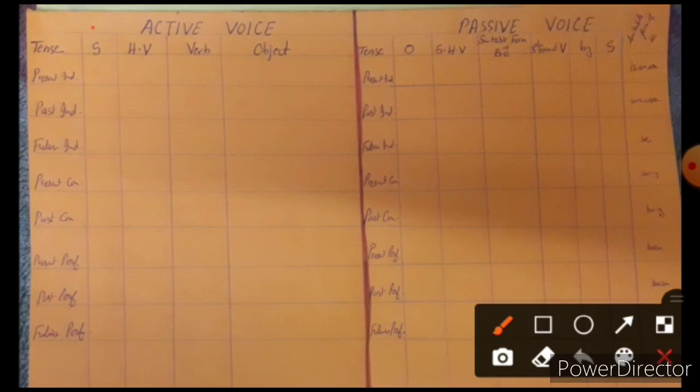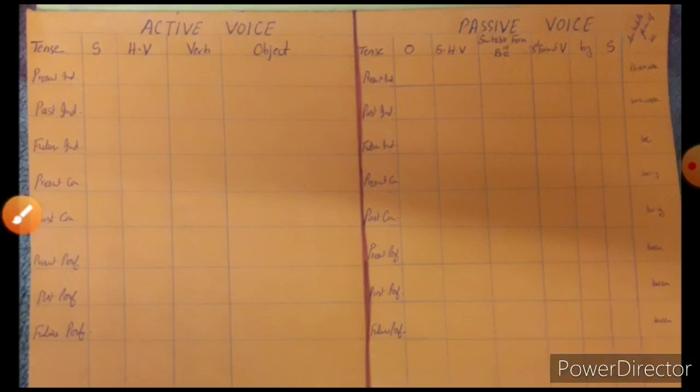We have a subject, we have a helping verb, we have the main verb, and we have the object. So these are the four things that we have in the active voice form. And what sorts of sentences are changed into passive voice? That is, we change the present indefinite tense.